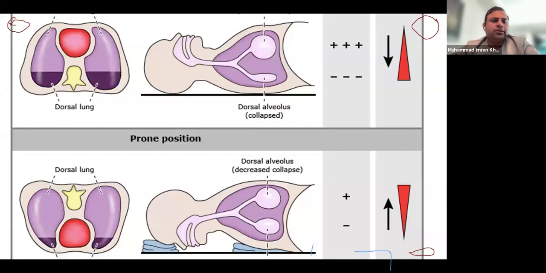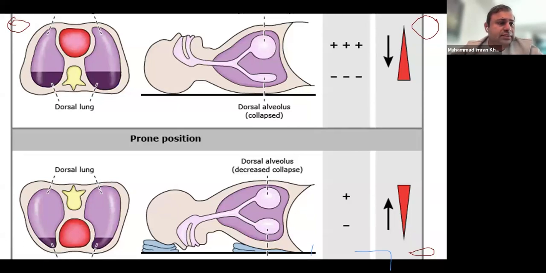This effect is exaggerated in ARDS, the acute respiratory distress syndrome, such that the ventral alveoli become over-distended and the dorsal alveoli become atelectatic. So basically in ARDS, this one will become atelectatic, this will be over-distended. This is a normal phenomenon in the supine position, but in ARDS, this is exaggerated.